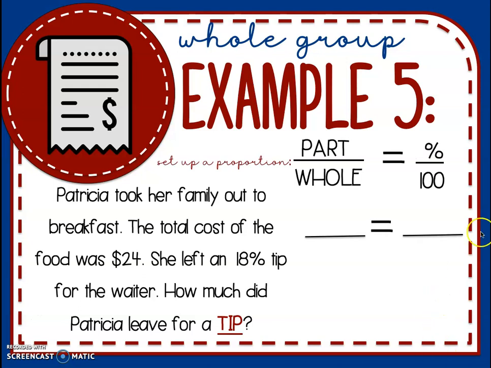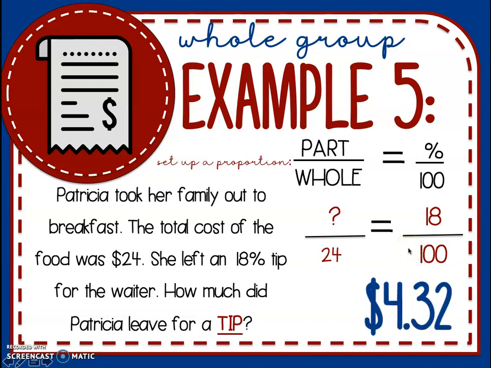Okay, our whole in this case is her whole bill, which was $24. We know that this spot right here is always 100, and she's leaving an 18% tip, so we're going to put 18 in the percent spot. This is our question mark because we're trying to figure out how much she left for the server. So we're going to cross multiply 24 times 18. We're going to divide out our remaining 100, and we get that she left a $4.32 tip.